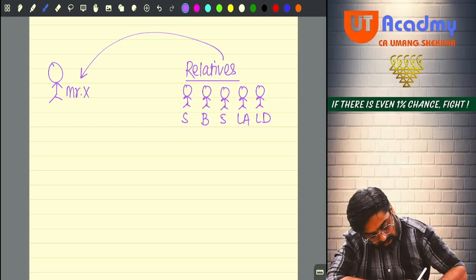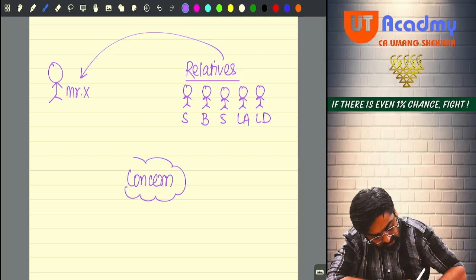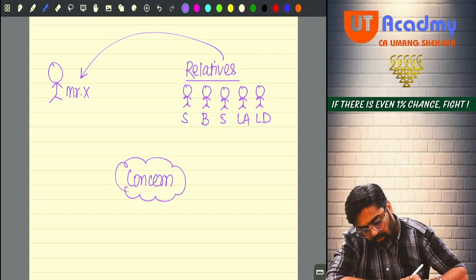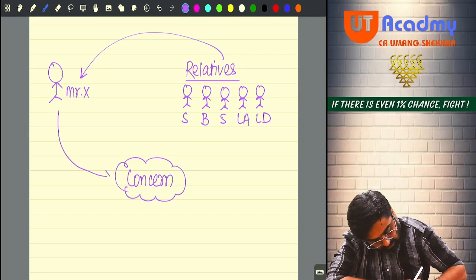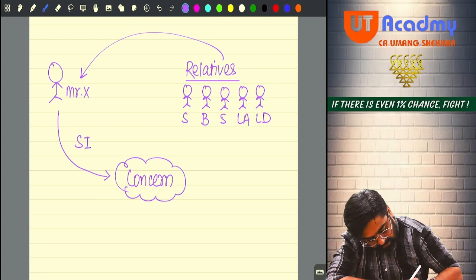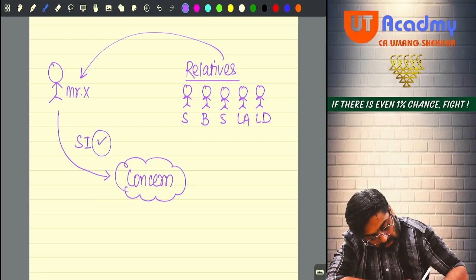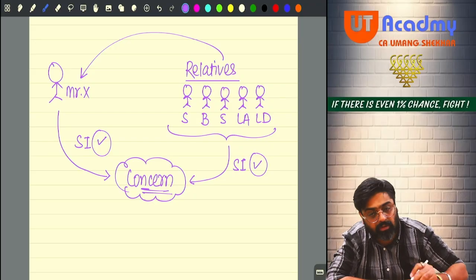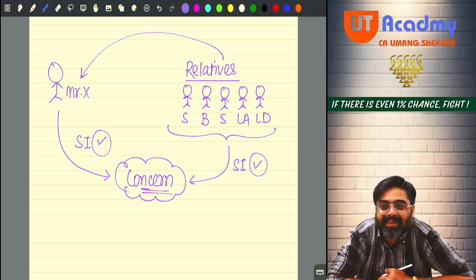Now there will be a concern. Concern means a business concern. A concern can be a partnership firm, a proprietorship firm, a company, an AOP, any concern. Okay? So if Mr. X himself is having a substantial interest in this concern, or any relative of Mr. X is having substantial interest in this concern, then this concern is also a related party.